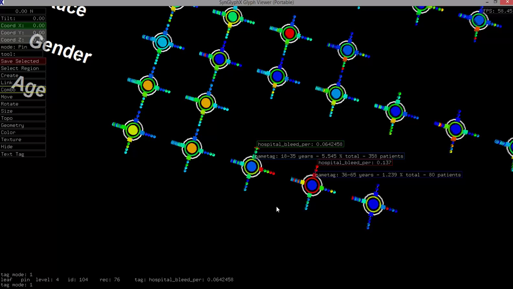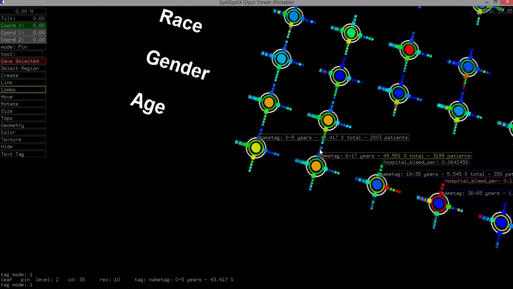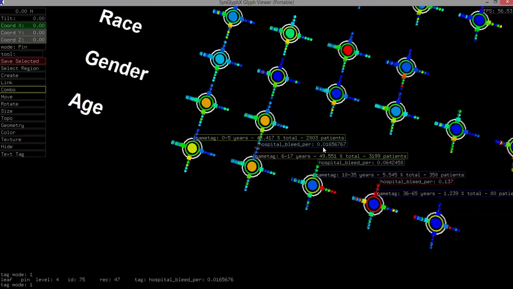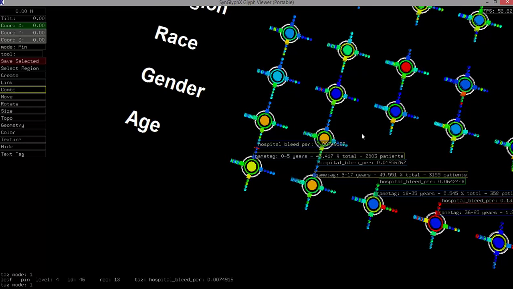This is good because it validates the study that was originally done that indicated that older patients seem to have a higher bleed rate versus the population. In comparison, individuals that are under the age of 17 have bleed rates of only 0.016 and even lower at 0.007 for the very youngest.